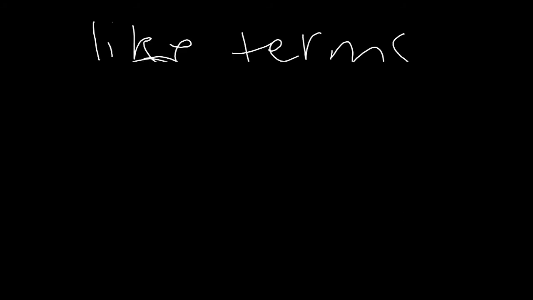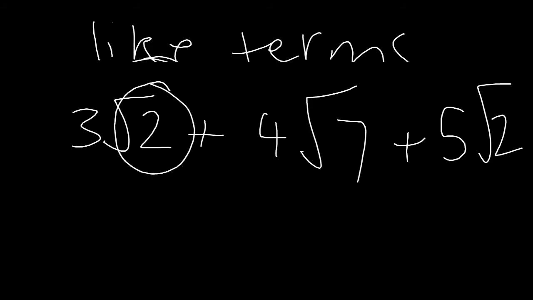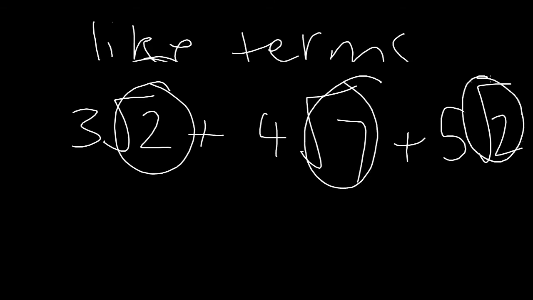So in the context of surds, we can have numbers such as 3 root 2 plus 4 root 7 plus 5 root 2. Essentially we look at whether these numbers can be simplified any further. As we can see, these are all prime, so we cannot simplify them anymore. And then we can do stuff with the like terms.